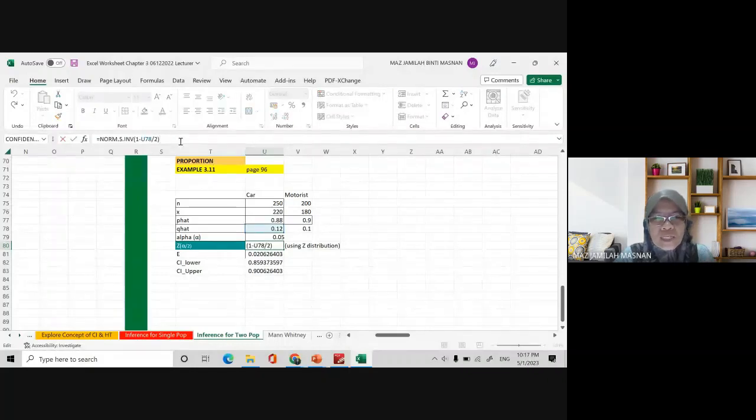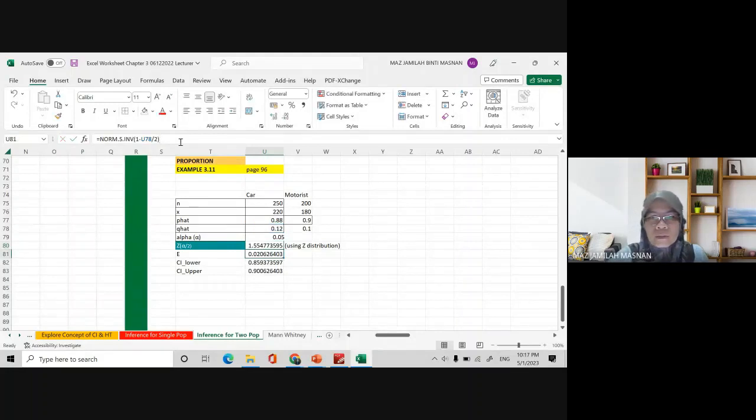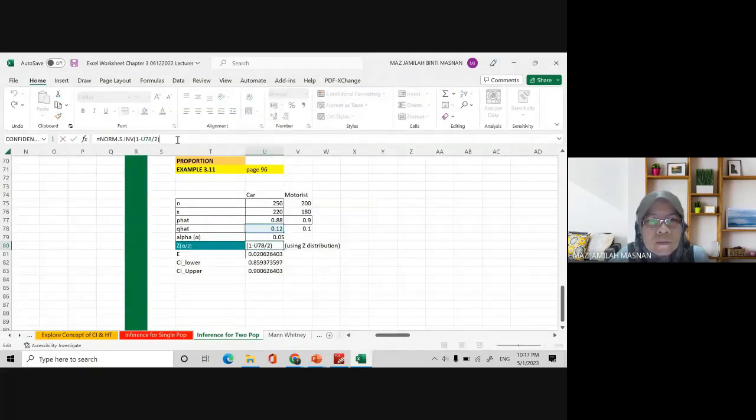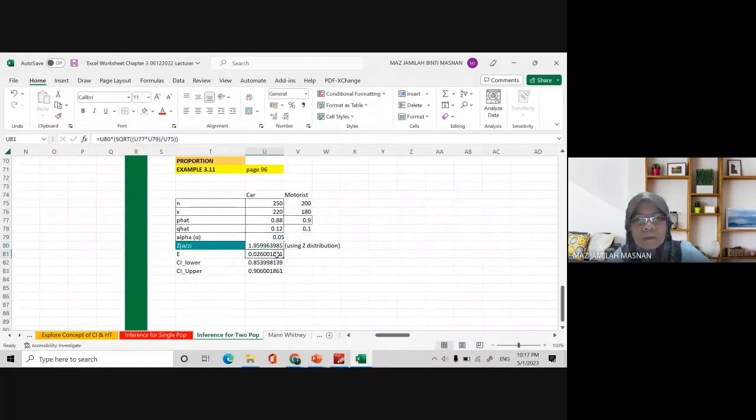So for Z distribution, okay, there is something that we need to correct in this one. Norm Z alpha over 2. So this one is 1 minus. The place is wrong. Okay. Enter. So you have 1.96, correct, right? So this is using the Z distribution.